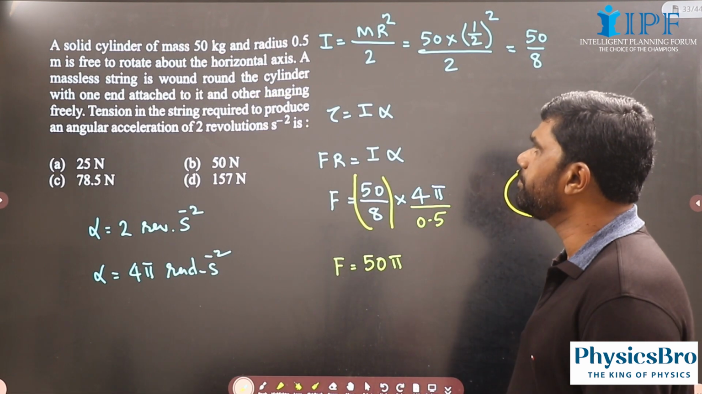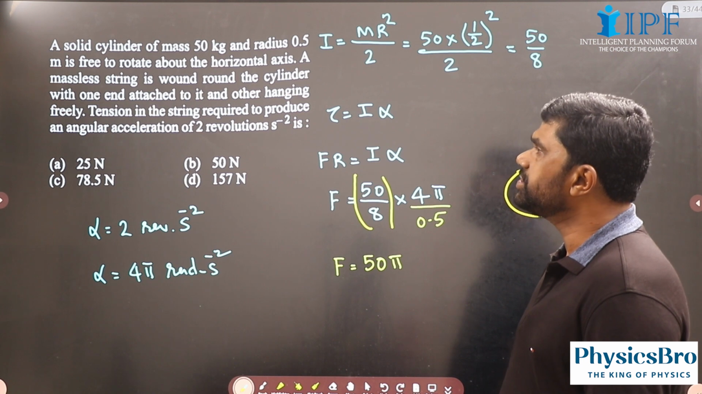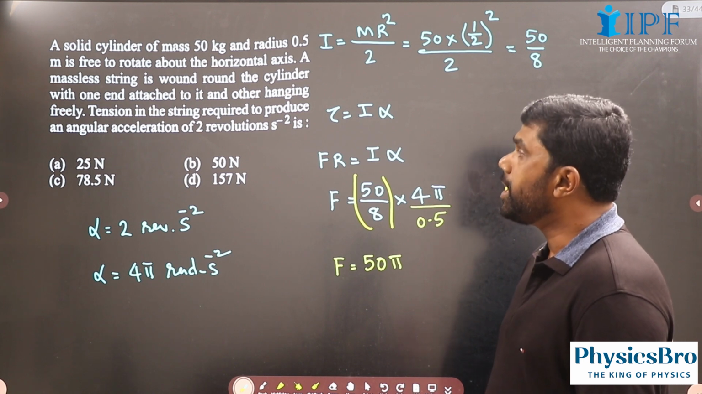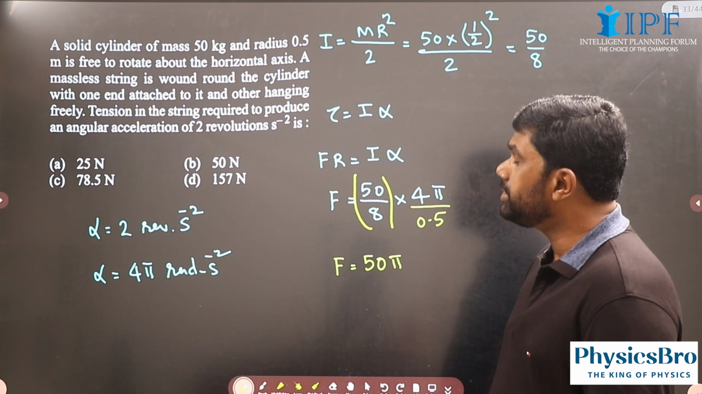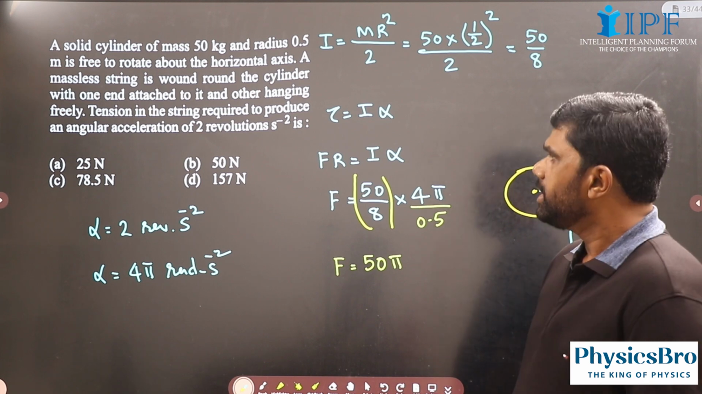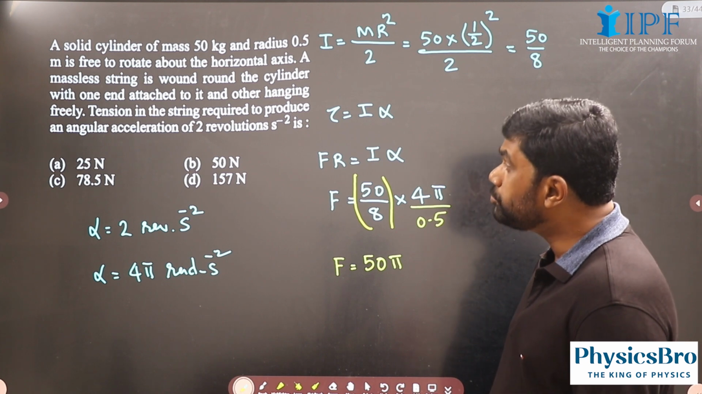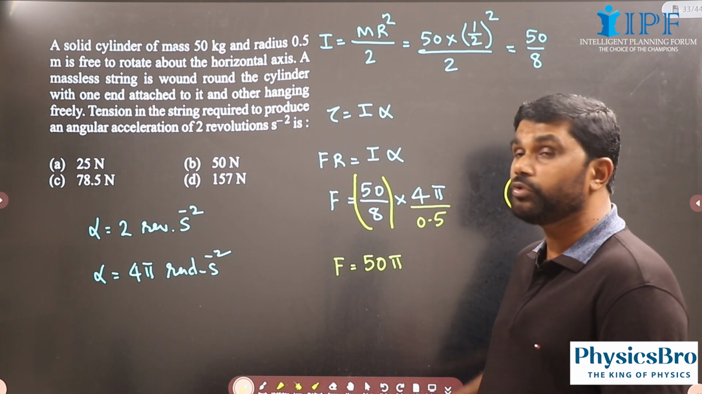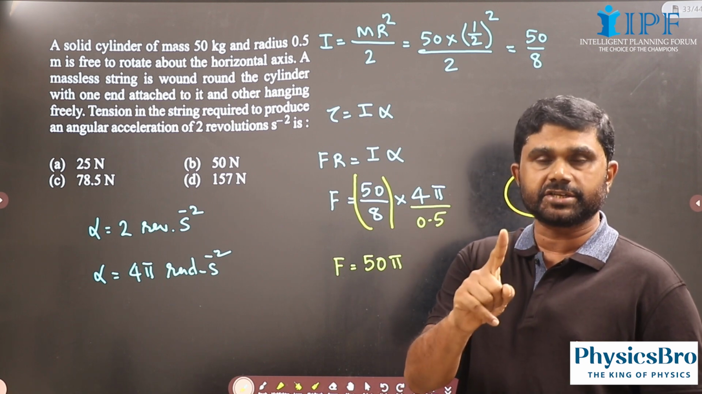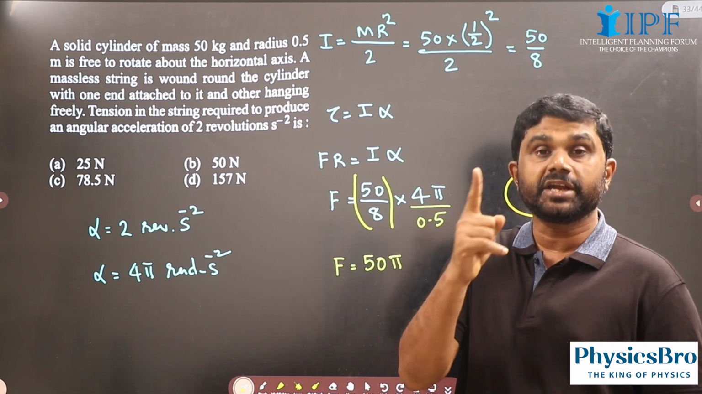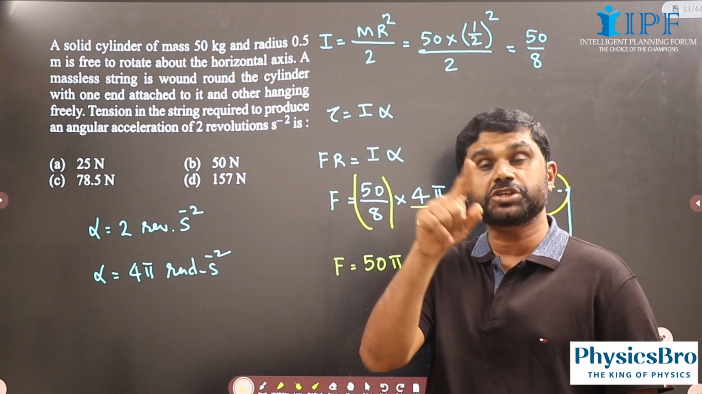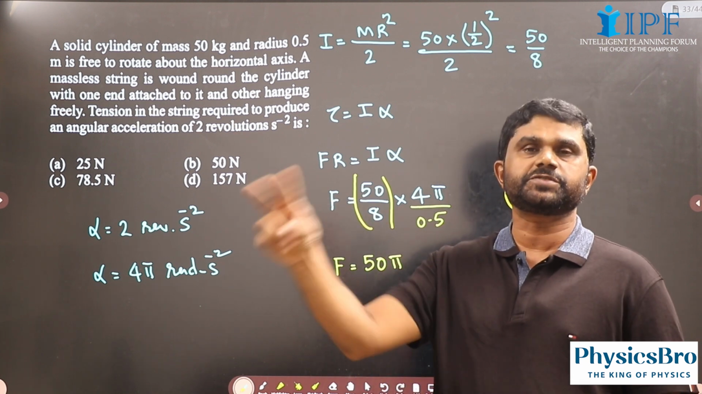A solid cylinder of mass 50 kg and radius 0.5 meter is free to rotate about the horizontal axis. A massless string is wound round the cylinder with one end attached to it and the other hanging freely. Tension in the string required to produce an angular acceleration of 2 revolutions per second square. Usually, the angular acceleration is expressed in radians per second square, but here it is expressed in revolutions per second square.